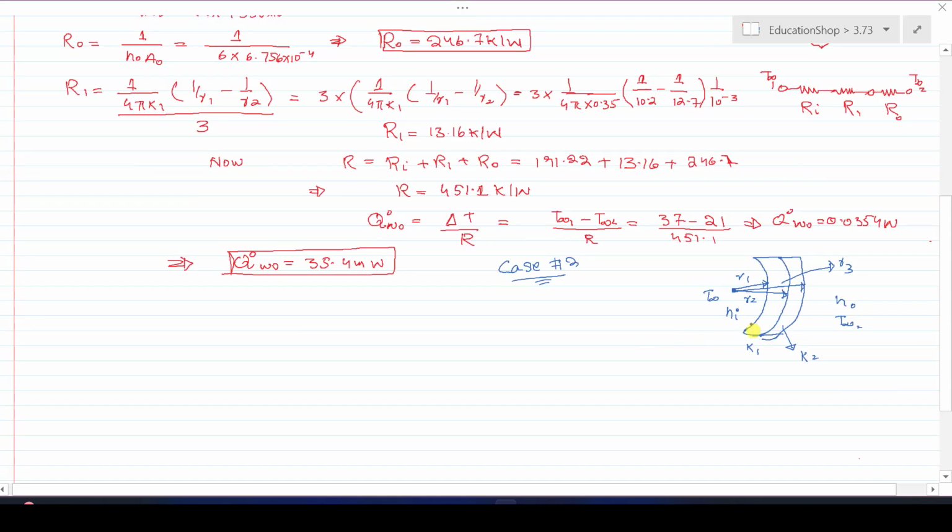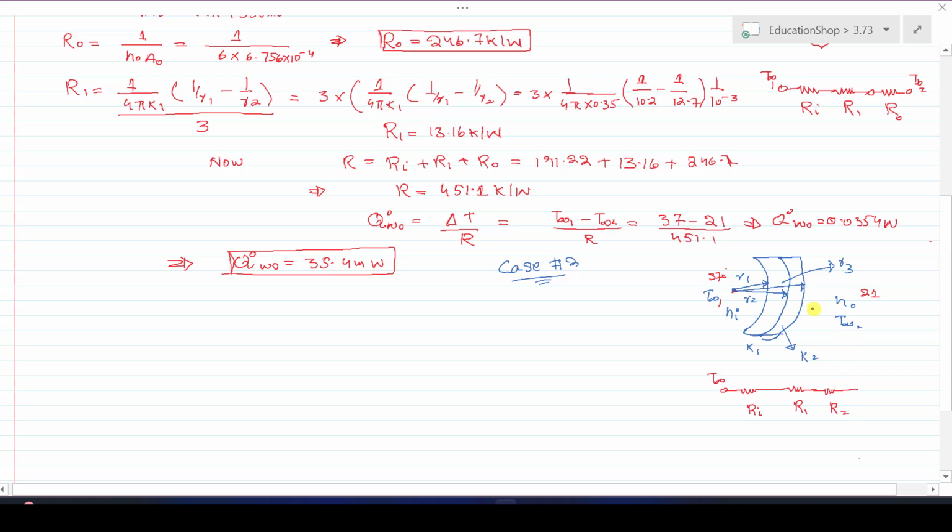Now let me draw the thermal resistance network diagram. There are 2 layers, the inside temperature is 37 centigrade, and the outside temperature is 21 centigrade. The heat transfer reaches from this point to the interior surface of the cornea. It offers some resistance, Ri, to the heat transfer. Then resistance to the heat transfer is offered by this first layer, the cornea, that is R1, and the second resistance is R2, offered by this contact lens provided over the cornea.